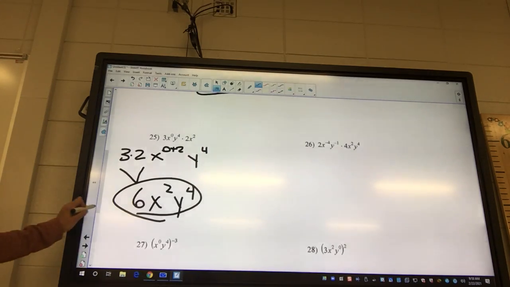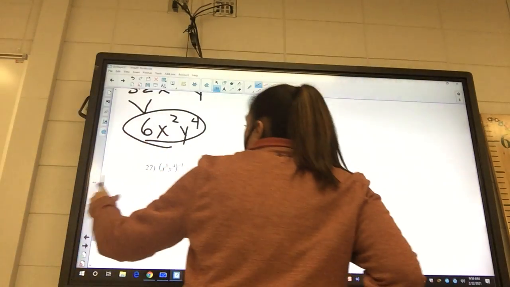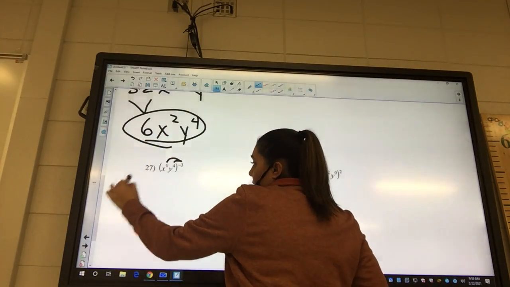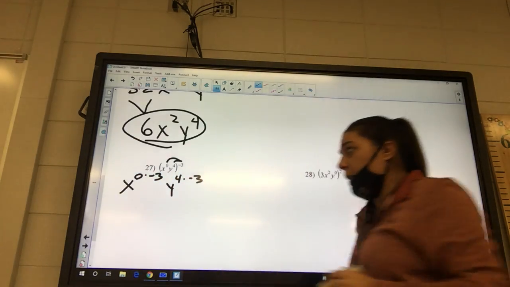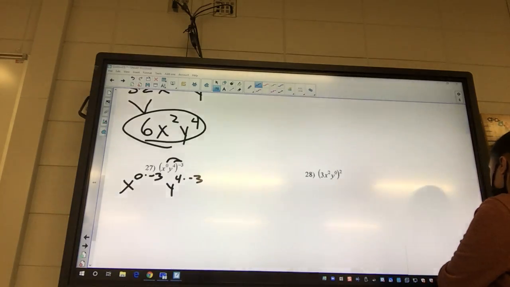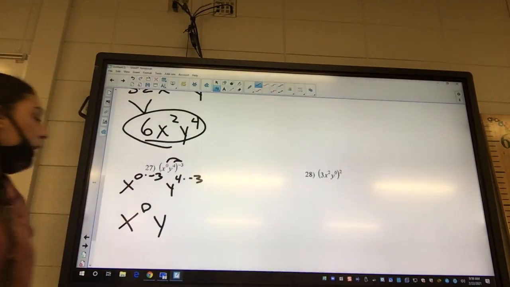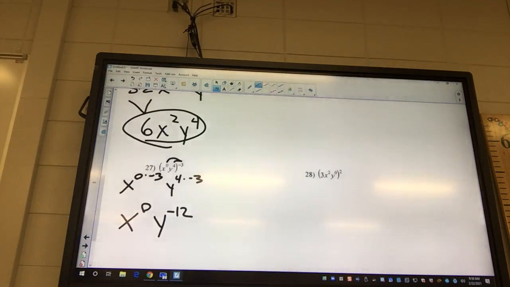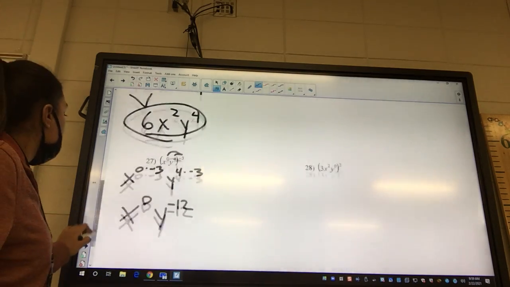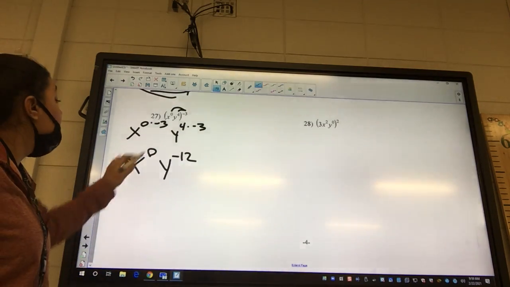Okay, 27, what kind of rule is that? Power rule. Okay, it's got the parentheses, it's the power rule. Okay, and then this one gets distributed to each piece. You multiply the exponents. Okay, so it's really x to the 0 times negative 3, y to the 4 times negative 3. Okay, 0 times negative 3 is what? 0. And you're going to have what for the y's? Negative 12. Okay, do we have any zeros? Yeah. Okay, what does the 0 become? A 1, or it can cross out. Cancel. Yeah, it can cross out. So do whatever makes you comfortable. Okay?